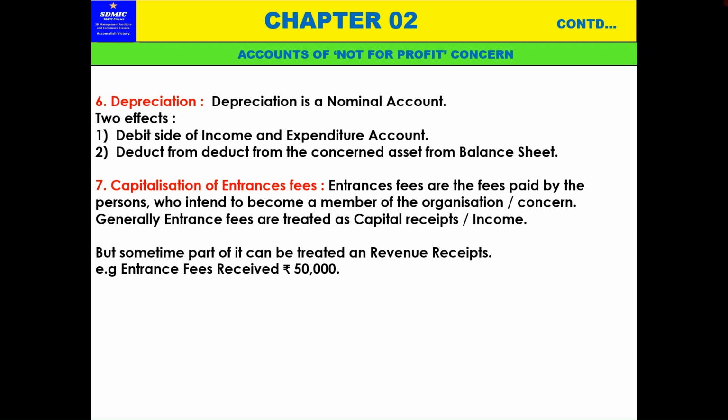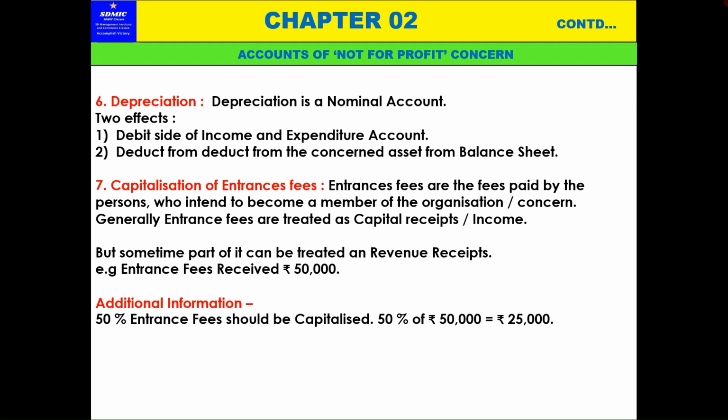Or if the fee is 50,000, the club may ask for a premium. Like, if the entrance fee is 50,000, they may ask for 75,000 or 1 lakh. Then in that case, 50% will be used for the purpose of revenue, and 50% will be capitalized. Like that it is. Now in the example, we will clarify it.